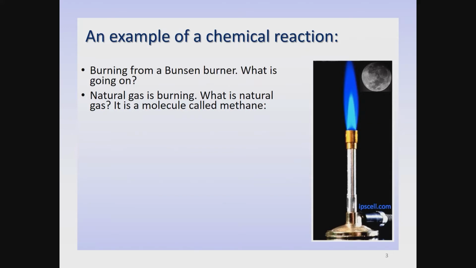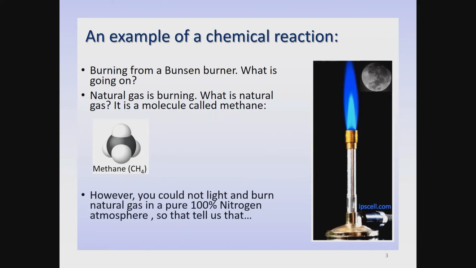So you might wonder what natural gas is. Natural gas is made of a pure substance. It's a chemical called methane. And there's a picture of the methane molecule. It has one carbon atom in the center, and then there are 4 hydrogen atoms that are stuck to it. One thing that's interesting is if you tried to burn natural gas in an environment that had only nitrogen and nothing else, you would not be able to ignite the natural gas. It just would not burn.